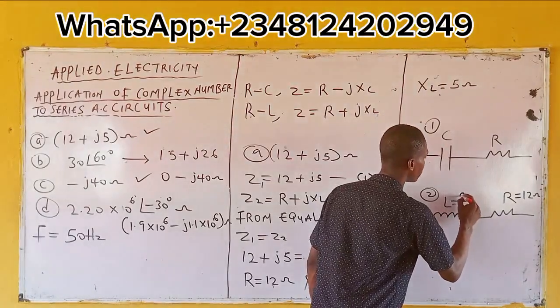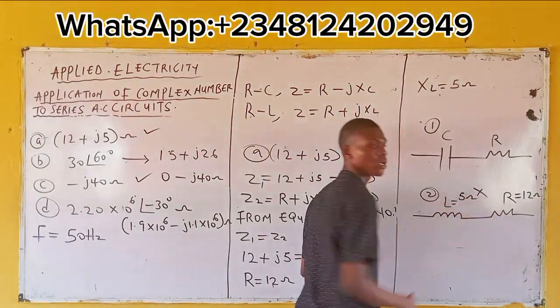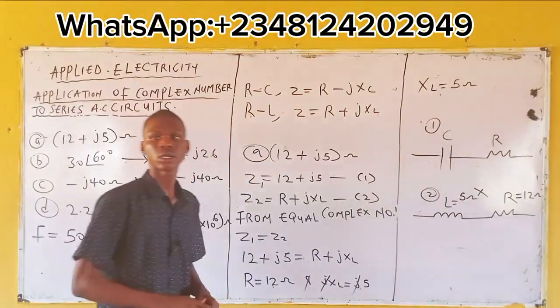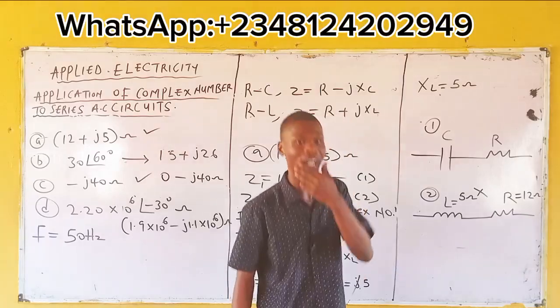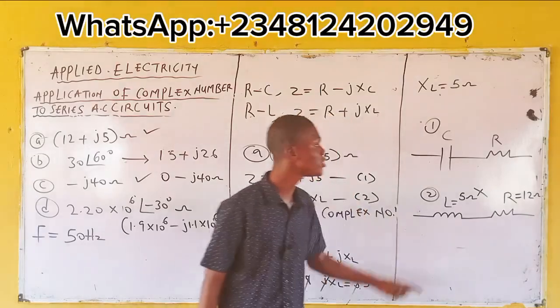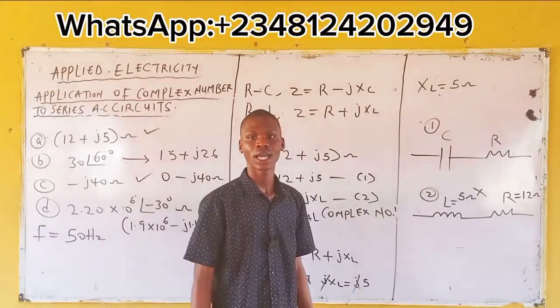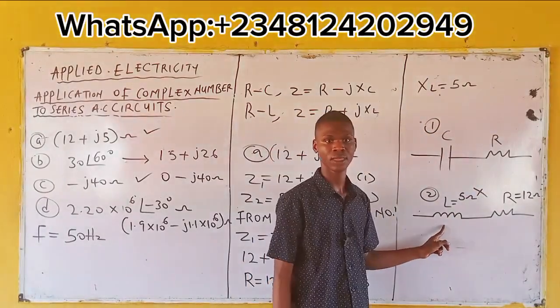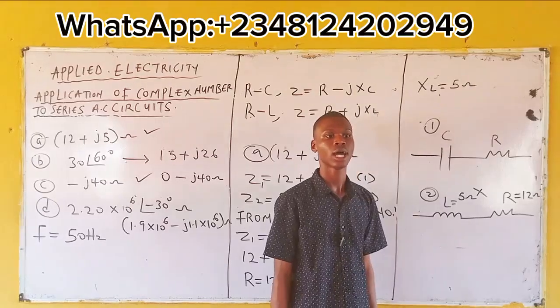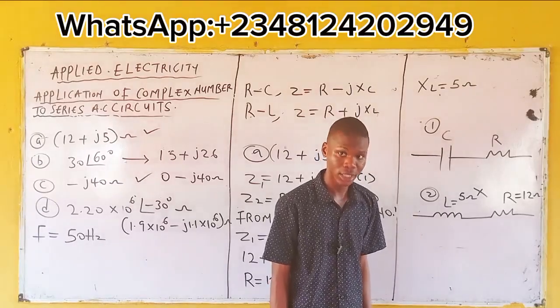What's the value of L? 5 ohms. This is wrong. This is inductive reactance, whereas this is inductance. Are you getting me? You are not getting me.